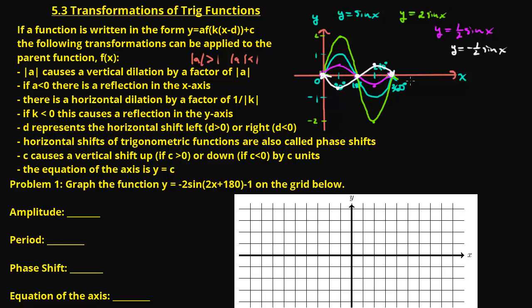Okay, so we've examined now what the parameter a does on the parent function f of x, or on a sinusoidal function. We've determined that the absolute value of a is the amplitude. Now let's look at what k does. In previous units, we looked at the fact that k is a horizontal dilation by a factor of 1 over the absolute value of k. If k is negative, there's a reflection in the y-axis. Let me just clear some of this.